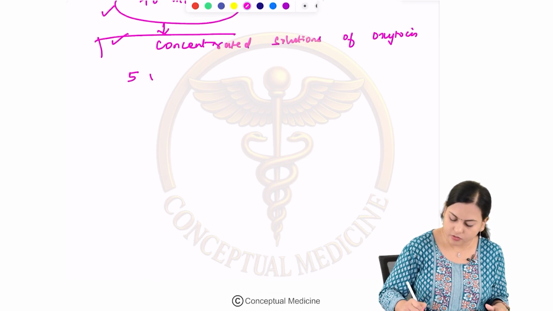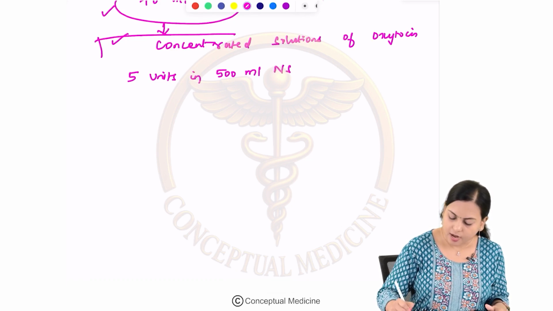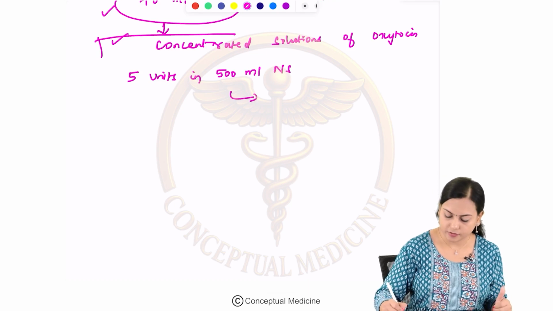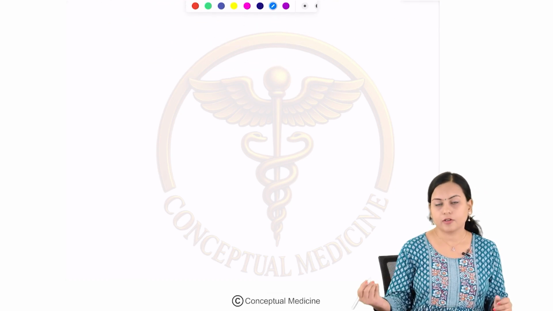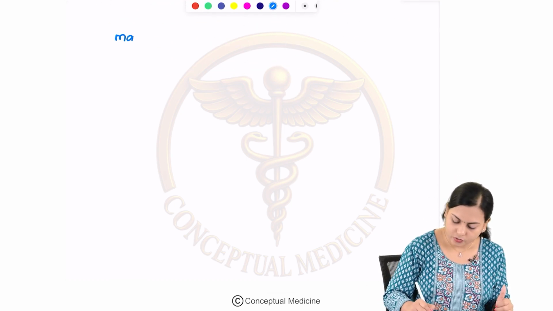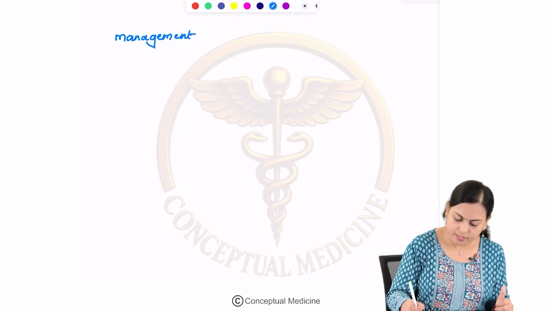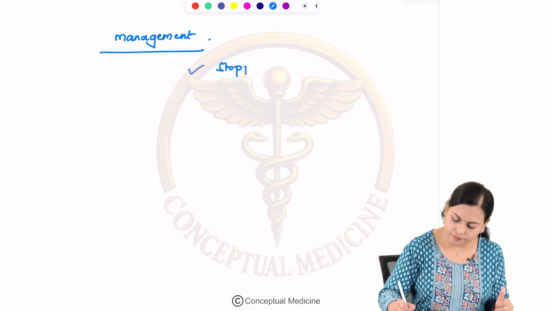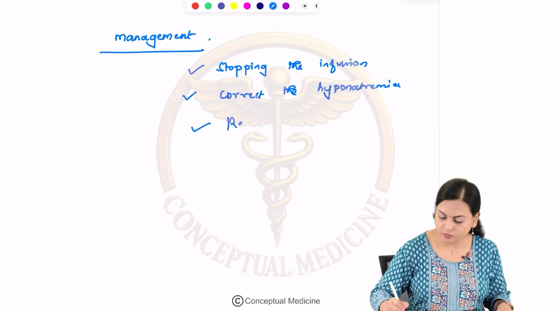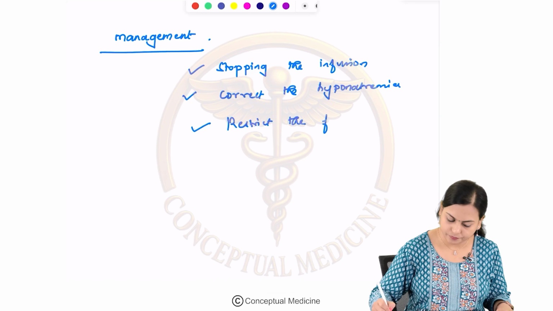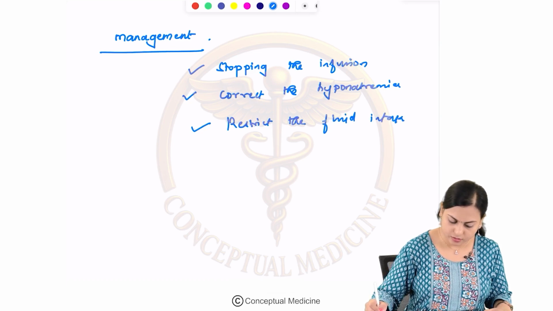That is, you have to use 5 units of oxytocin in 500 ml of normal saline, and you have to avoid increasing it after 32 milliunits per minute. Clear? So how you are going to manage this hyponatremia? So management is ideally done by stopping the infusion, then you have to correct the hyponatremia, then you have to restrict the fluid intake. Okay.